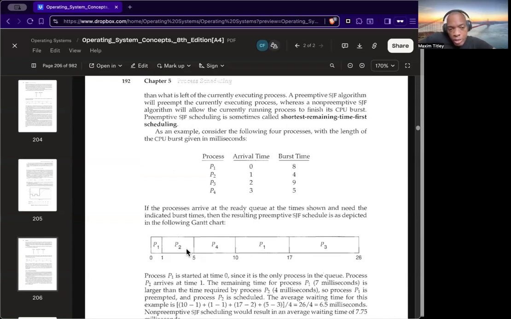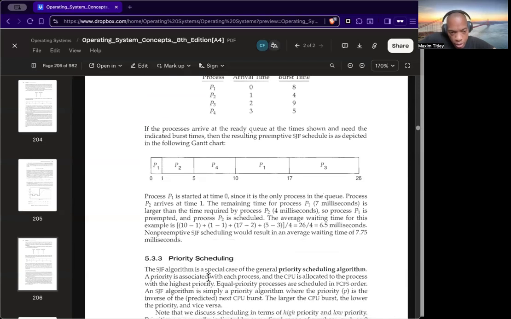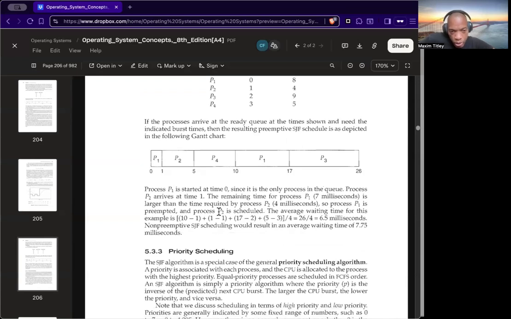All right. So let's just take a look. We have to take away the arrival time from the actual burst times and then average those together. And here we have 6.5 milliseconds. Okay, the average waiting time, if it were non-preemptive, would have been 7.75 milliseconds. So the preemption part actually was more optimal.